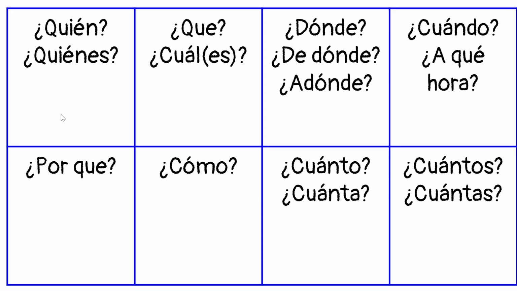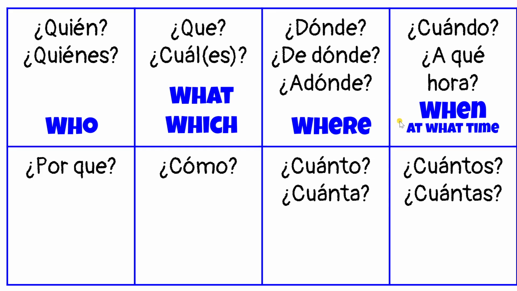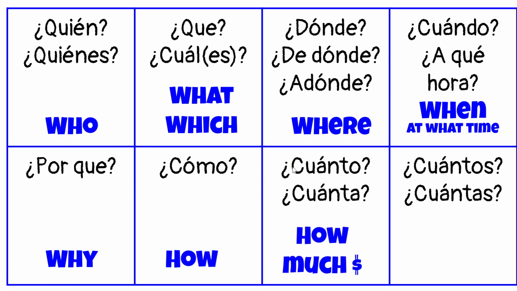¿Quién or quiénes is who. ¿Quién is who singular, quiénes is plural. ¿Qué or cuál is what or which. ¿Dónde, de dónde, a dónde, they all contain dónde, are forms of where. ¿Cuándo? When, a qué hora, at what time. ¿Por qué? Why? ¿Cómo? How? ¿Cuánto o cuánta? How much? It's dollar signs, like how much money value. ¿Cuántos, cuántas? How many?